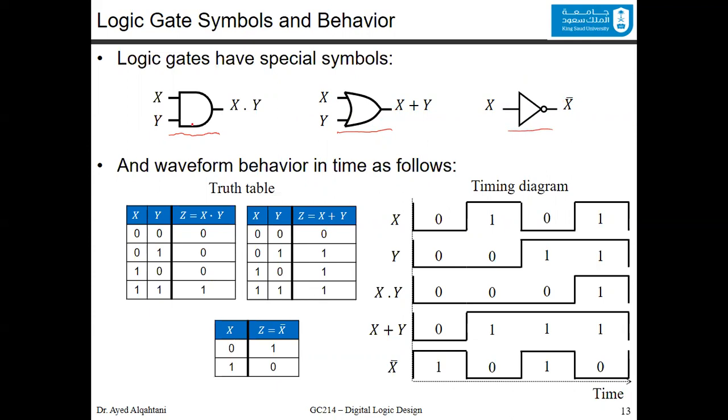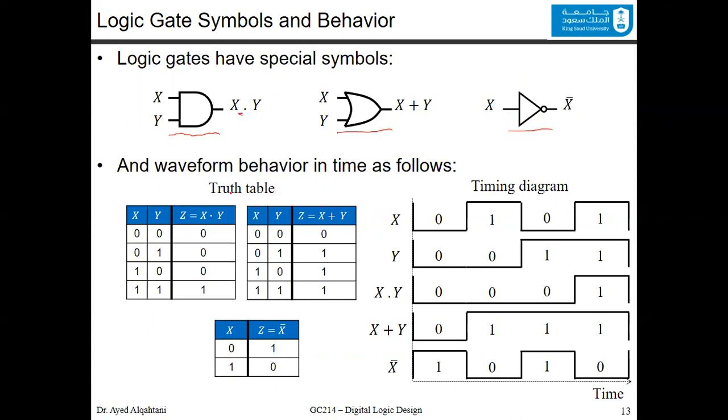You can see here that we can extend the AND and the OR to more than two inputs, 3 inputs or 4 inputs, and so on. But the negation or the inversion always has a single input.